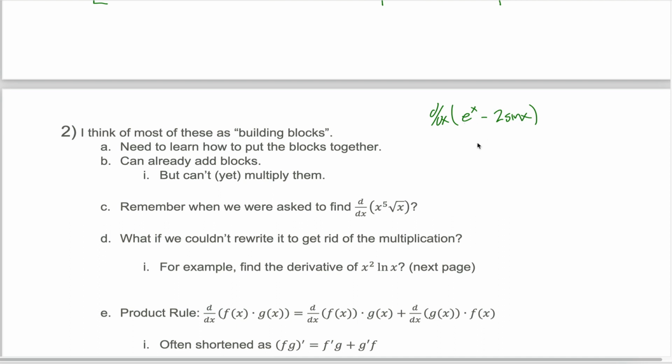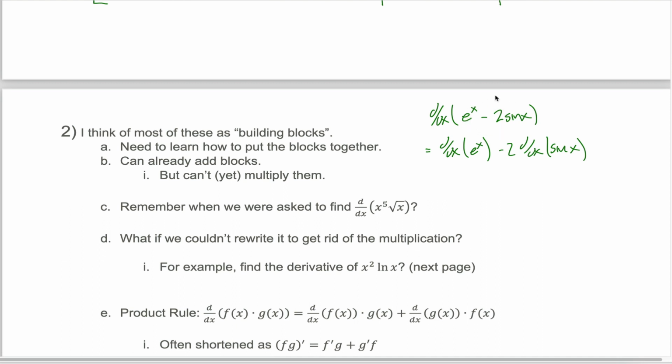Fortunately, those building blocks are put together in a way that we know how to deal with. Using the sum rule and the coefficient rule, I can rewrite this question like this, and now all I need to do is figure out the derivatives of those different building blocks. And you're like, great, so we know how to put building blocks together. Well, kind of.